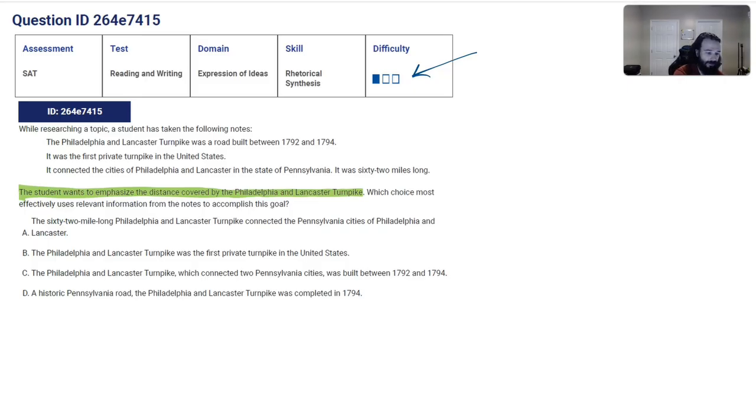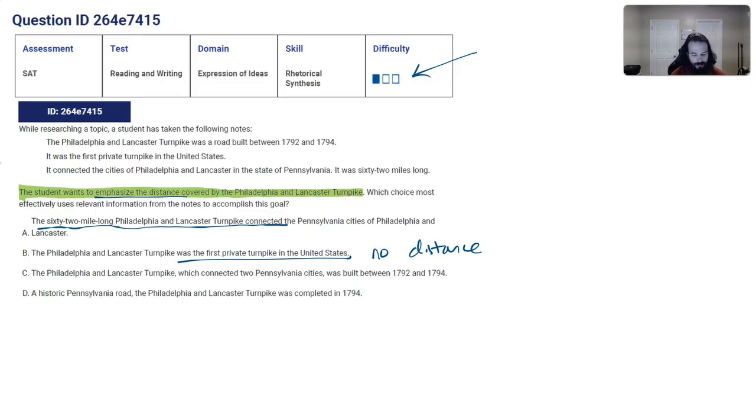So if we look at the 4 answer choices, we want to emphasize the distance. We've got A, that does talk about the 62-mile long turnpike. We've got B, it says it was the first private turnpike in the United States. No mention of the distance here. C tells us it connected 2 Pennsylvania cities and tells us when it was built. Also no distance. And then D tells us that it's a historic road and when it was completed. Again, no distance. So the only one that mentions distance at all here is A.